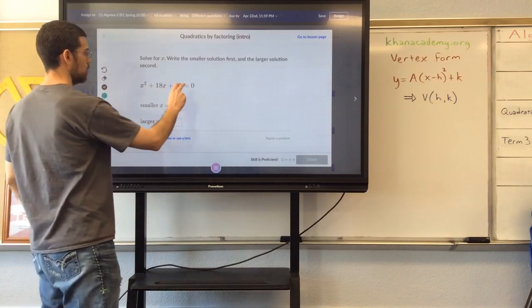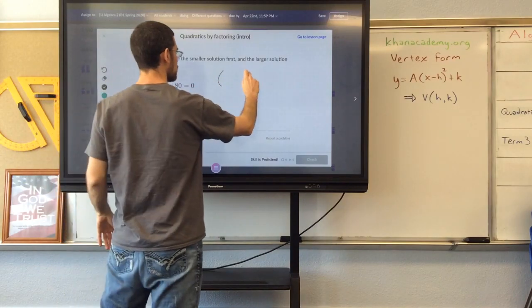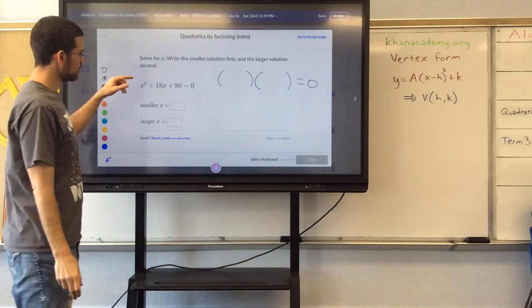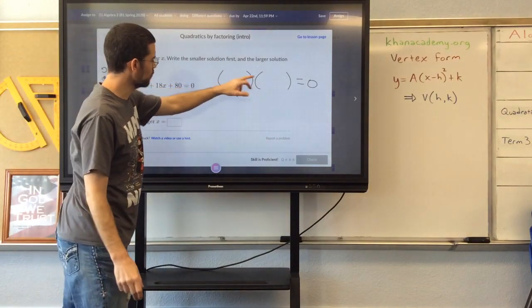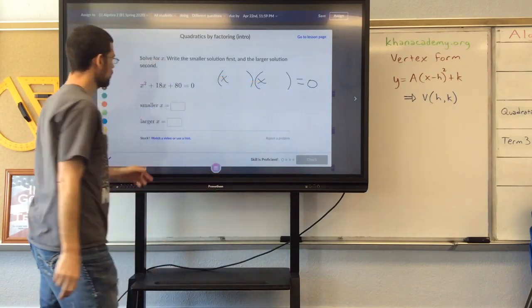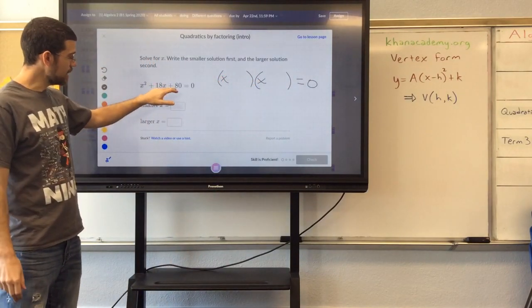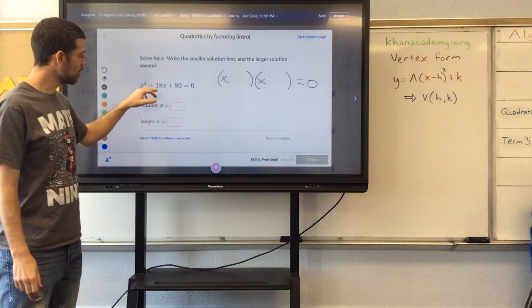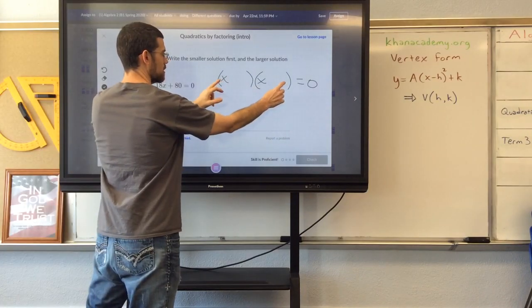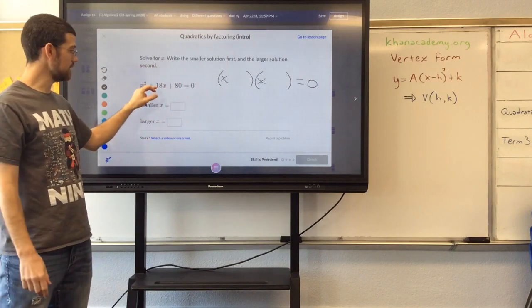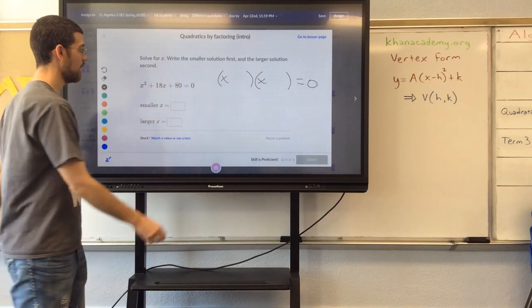To factor that into two binomials, we need the first term times the first term to give us x squared, so that'll be x. We need to get 80 as the product of these two, and we need the sum of this times x plus this times x to equal 18x. So we need two numbers whose sum is 18 and whose product is 80.